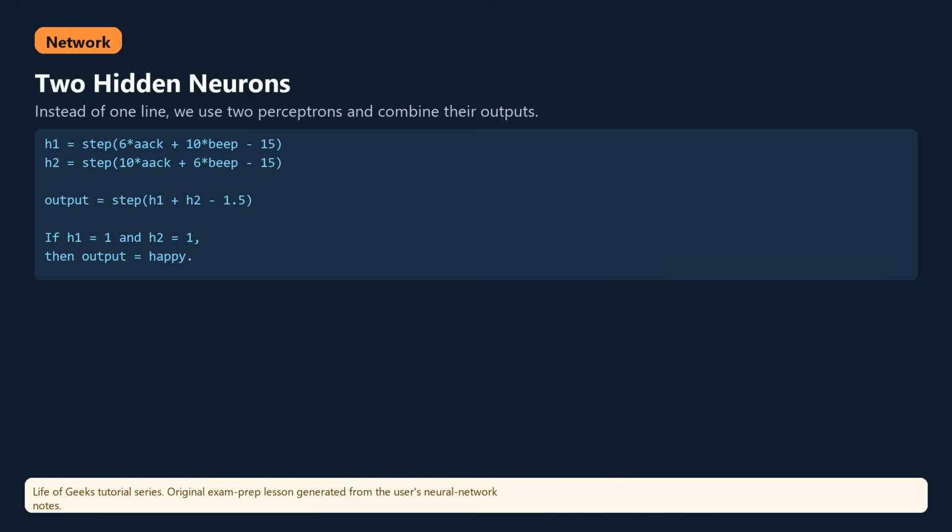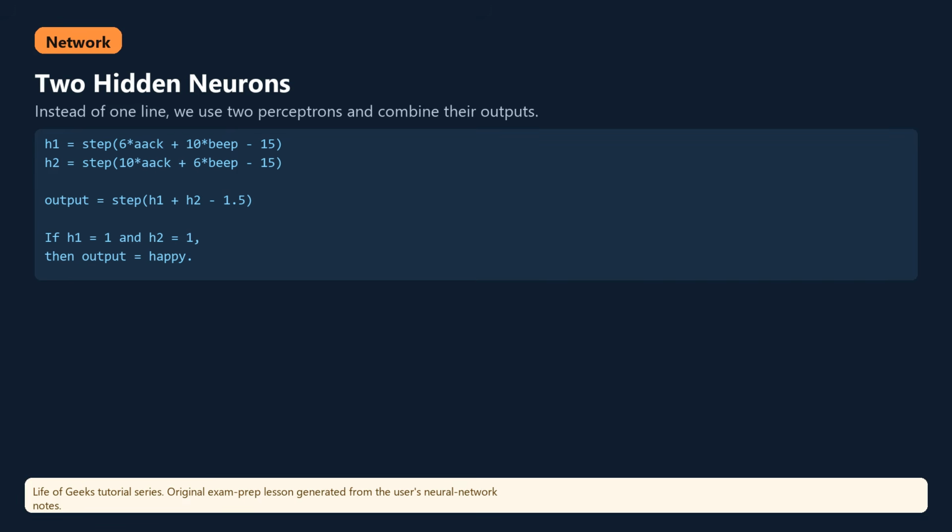Now look at the 2 hidden neurons. The first hidden neuron calculates 6 times the awk count plus 10 times the beep count minus 15, then applies step. The second hidden neuron calculates 10 times the awk count plus 6 times the beep count minus 15, then applies step. These are 2 separate perceptrons. You can imagine them as 2 tests. The final output neuron receives H1 and H2, adds them, subtracts 1.5, and applies step.